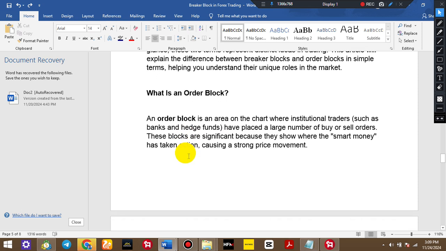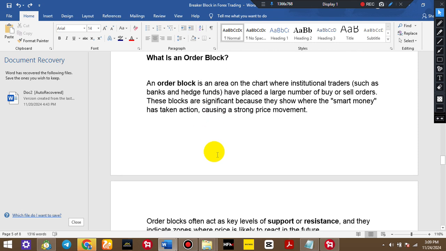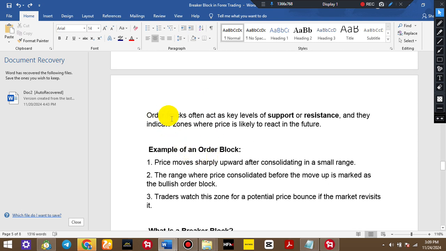An order block is an area on the charts where institutional traders such as banks and hedge funds have placed a large number of buy or sell orders. These blocks are significant because they show where the smart money has taken action, causing a strong price movement. Order blocks often act as key levels of support and resistance, and they indicate zones where price is likely to react in the future.